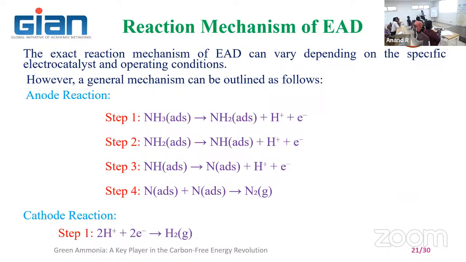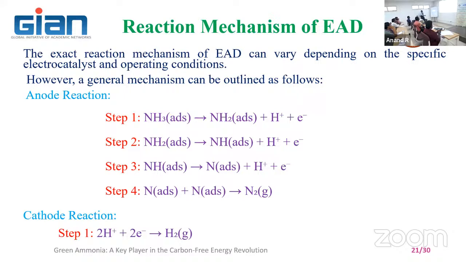The exact reaction mechanism of electrochemical dissociation can vary depending on the electrocatalyst and operating conditions. So this is the general mechanism. NH3 is adsorbed on the surface of the anode and converted into NH2, then H plus and electron. H plus will move through the electrolyte to the cathode, and the electron will move from the anode and combine with H plus available at the cathode, so H2 is formed. Then NH2 adsorbed on the anode is again converted into NH, then again H plus and electron. So there are three steps in which the ammonia can be dissociated: NH3 to NH2, NH2 to NH, NH to N.